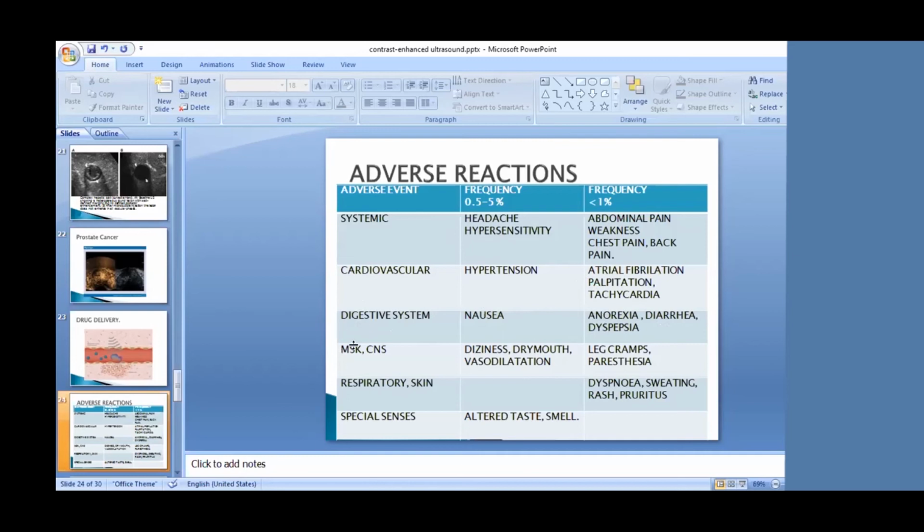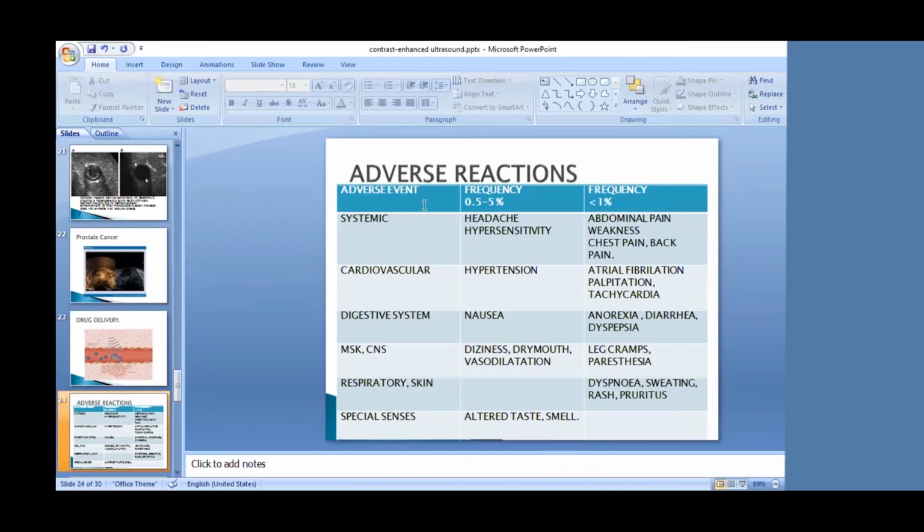Okay. Musculoskeletal and central nervous system: dizziness, dry mouth, and vasodilatation are high frequency side effects, while the lesser frequency side effects are leg cramps and paresthesia. You are feeling numbness in the limbs. Respiratory and skin: there is no high frequency side effect, but there are less frequent side effects, which are dyspnea, sweating, rash, and pruritus. Pruritus means itching.